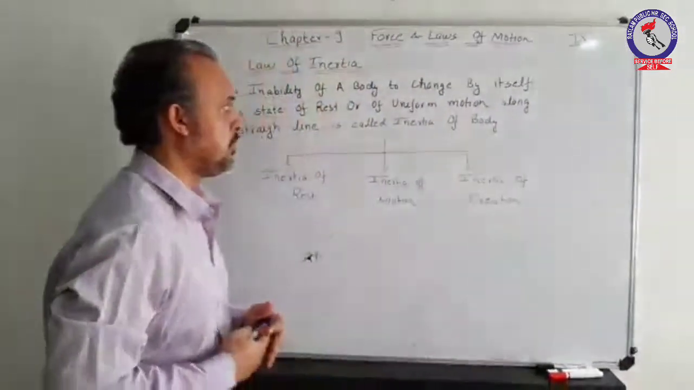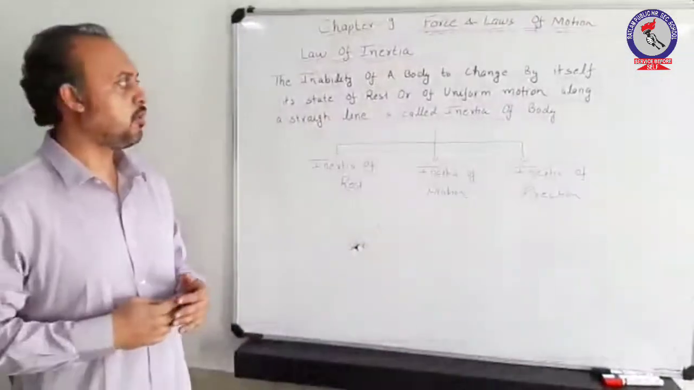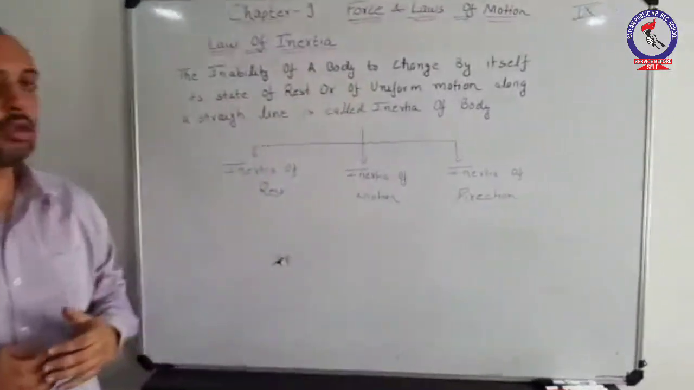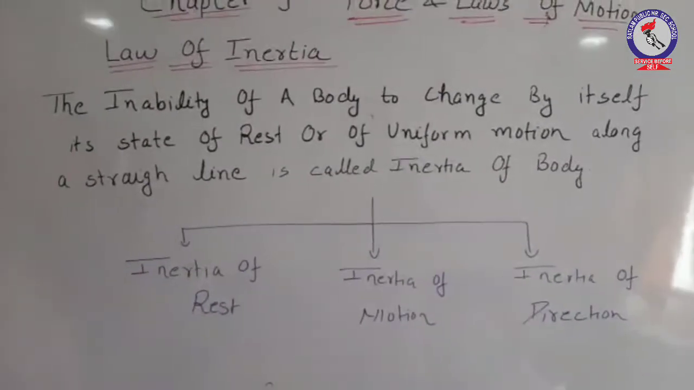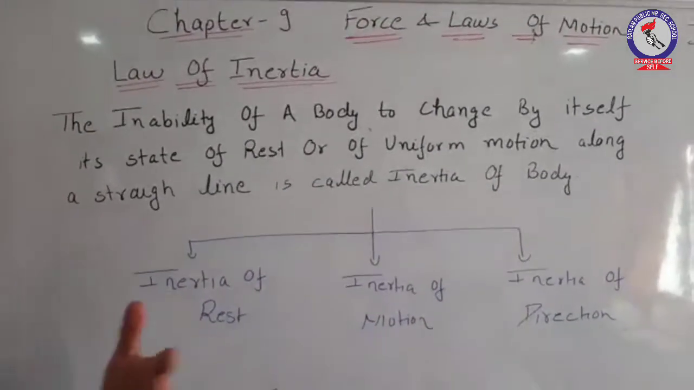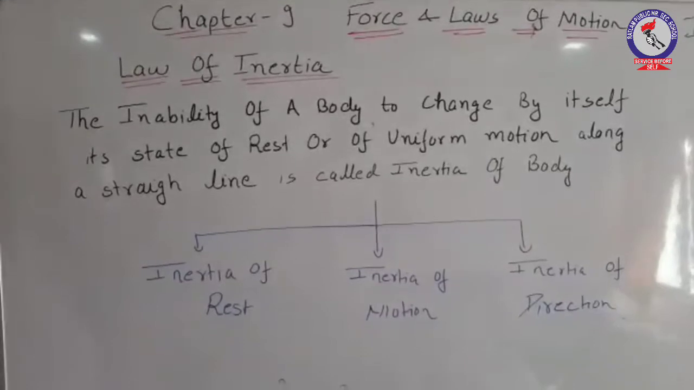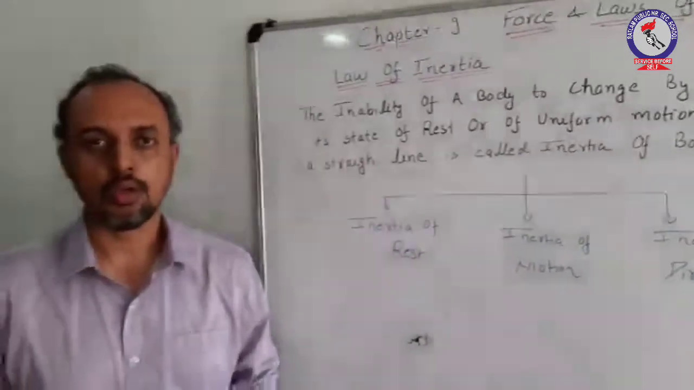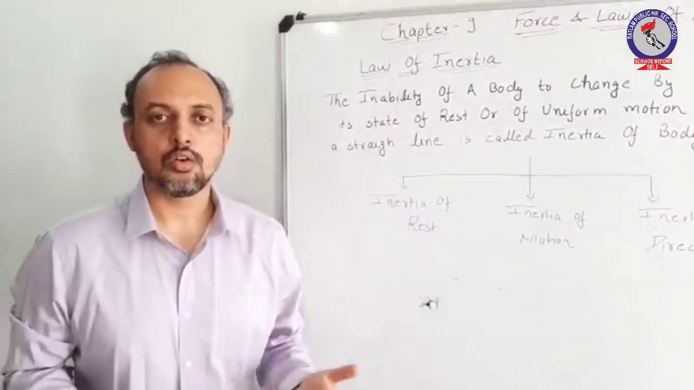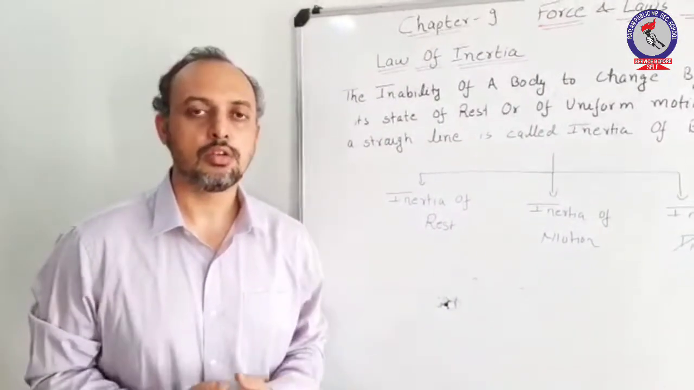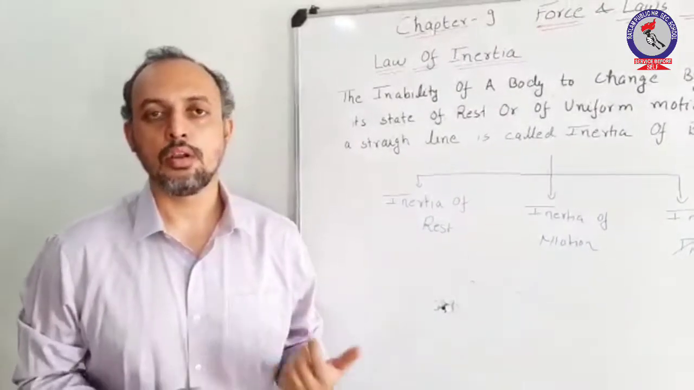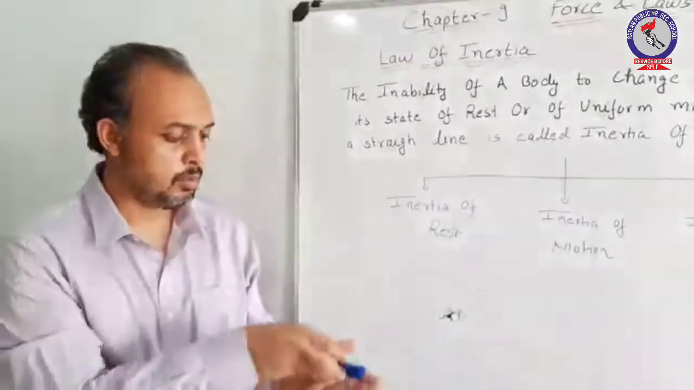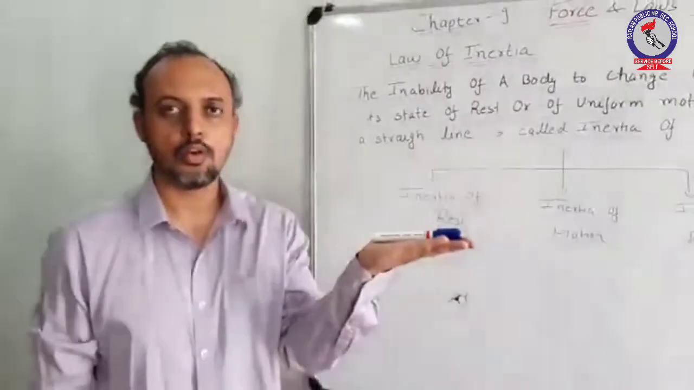Let us go through the statement. As the statement of the law of inertia says, inertia is the inability of a body to change its state of rest or uniform motion along a straight line by itself, which simply implies that any body which is in any of its states cannot change its state by itself unless and until an external force is acting upon it. Let us suppose this is an object.